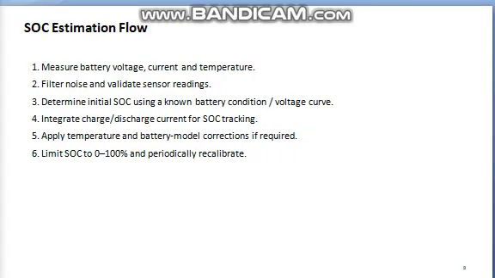Now we come to the state estimation, that is the battery state of charge estimation. State of charge is commonly called SOC. As I told, it is the amount of charge remaining in the battery. For example, if you are saying that SOC is 100%, it means the battery is fully charged. Likewise, if the battery is 0%, it means that the battery is in empty condition. So this is a simple way to estimate the SOC.